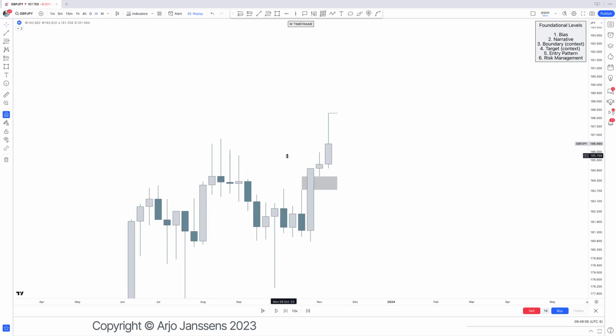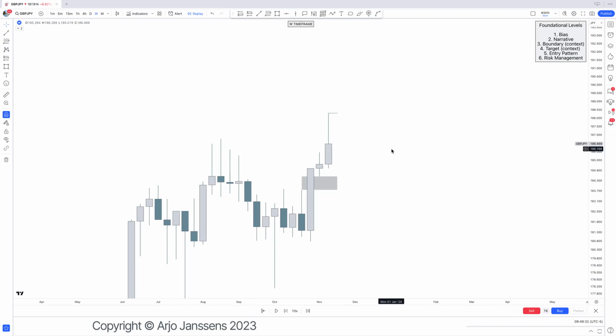If that boundary is fulfilled, so it's valid, then you can perform the next step. The boundary at the third step of the foundational levels at the top right means that it's the boundary to now go into the lower time frame to look for a potential entry pattern. That is what we mean with the boundary. That is the first step of the context. So that creates the PD array that you want to trade off of in your context.